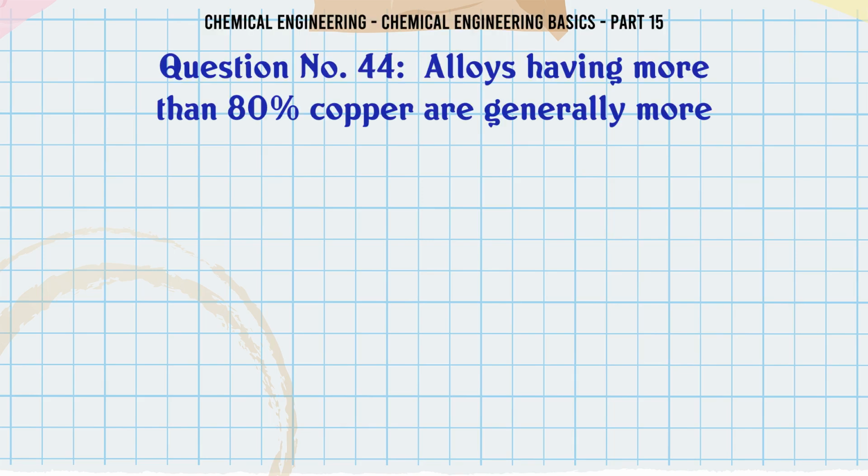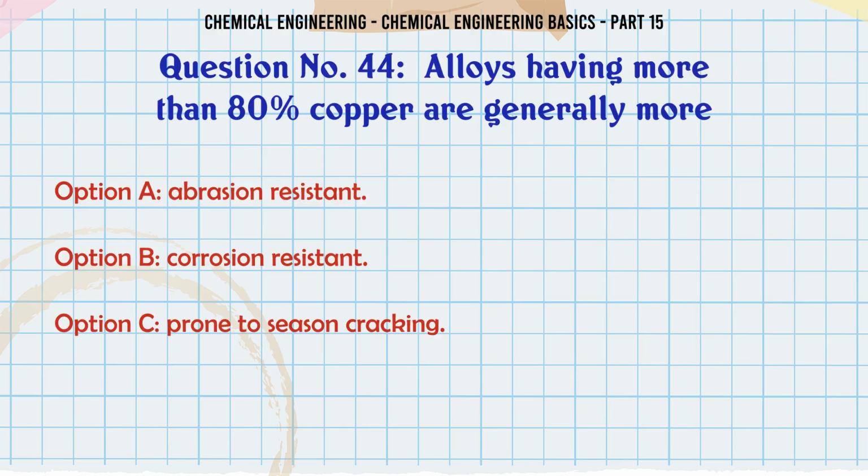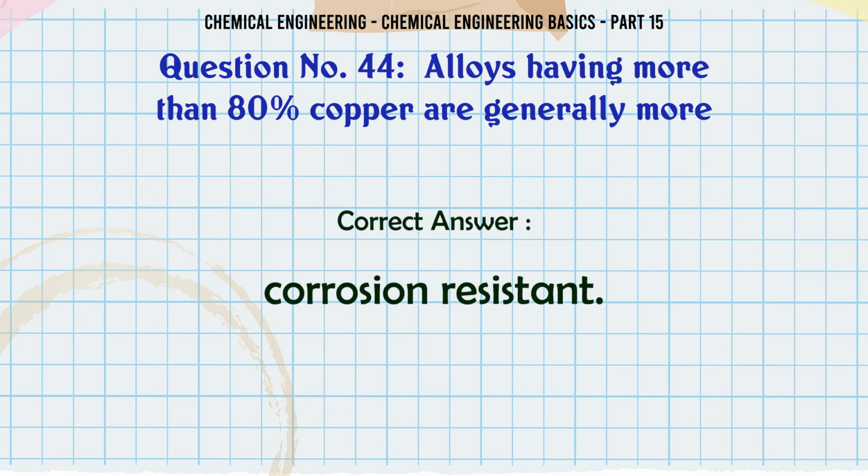Alloys having more than 80 percent copper are generally more A. Abrasion resistant. B. Corrosion resistant. C. Prone to season cracking. D. Machinable. The correct answer is corrosion resistant.